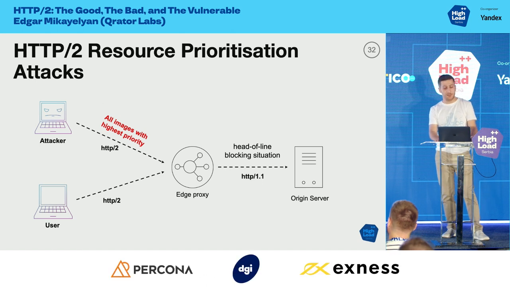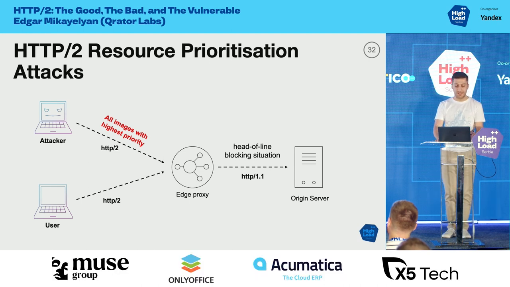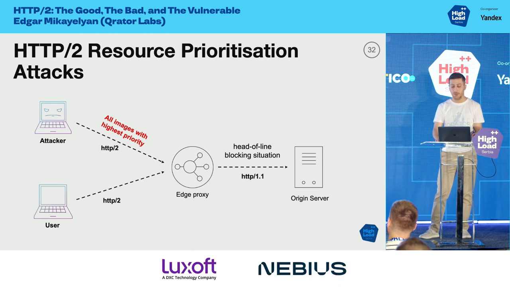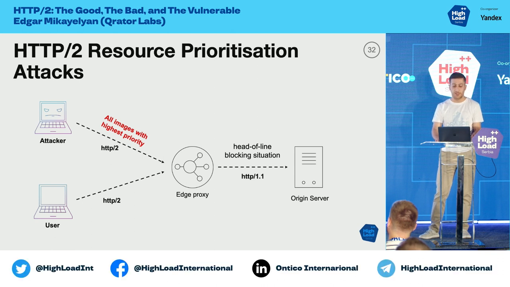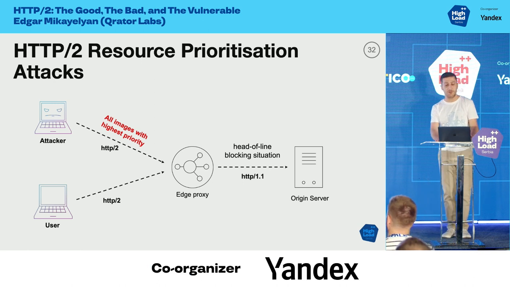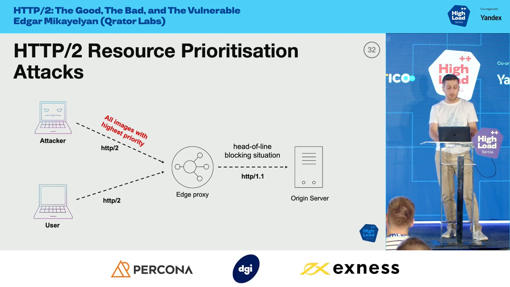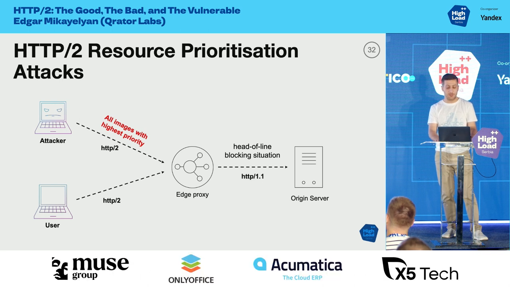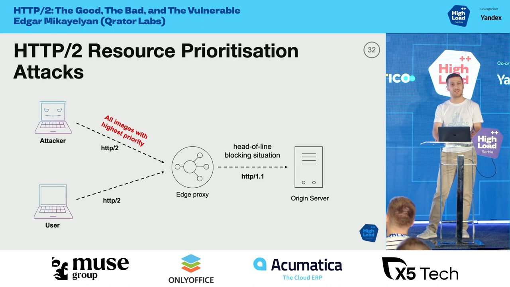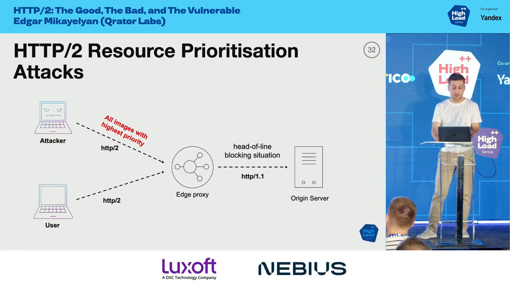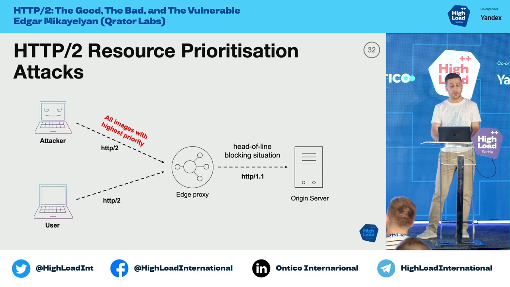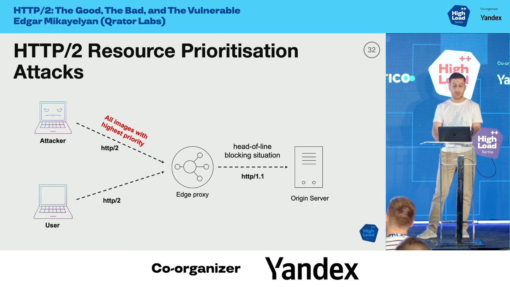What happens if an attacker says, hey, everything that I am requesting has the highest priority, and the edge proxy accepts and starts to serve all such requests first? Since the proxy is prioritizing the attacker's requests, it may have no resources left to handle other requests. By overwhelming the edge proxy with a flood of requests, the attacker can cause a denial of service for legitimate users. To mitigate such risks, edge proxies typically implement various security measures such as rate limiting, request reprioritization, and behavioral analysis of user requests. These measures aim to ensure a more equitable distribution of resources and protect against abuse.